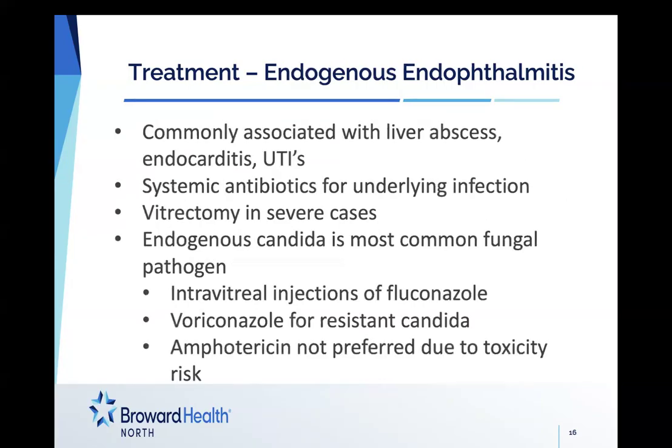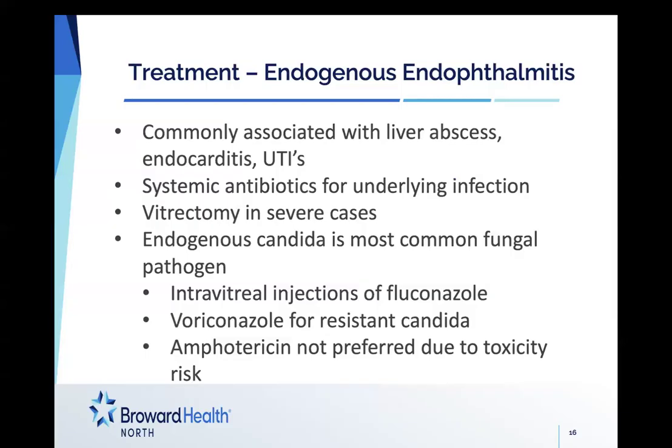And then our last category is endogenous endophthalmitis. Patients that have liver abscesses, endocarditis, or UTIs are usually the ones that also get endophthalmitis. It's just commonly associated with it. And so you want to give them some systemic antibiotics for the underlying infection. Such as, if they have a UTI, you want to make sure they're getting the Bactrim or the Cipro on top of the ceftazidime if you have to give it. And then if the patient doesn't recover, the vitrectomy again.